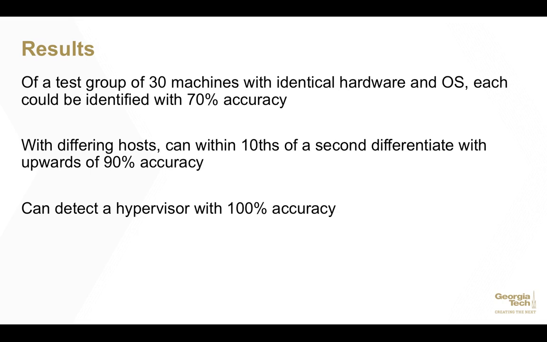With differing hosts, within tenths of a second of gathering data, the model was able to differentiate machines with upwards of 90% accuracy. Also, another finding was that a hypervisor running on a host could be detected with 100% accuracy.